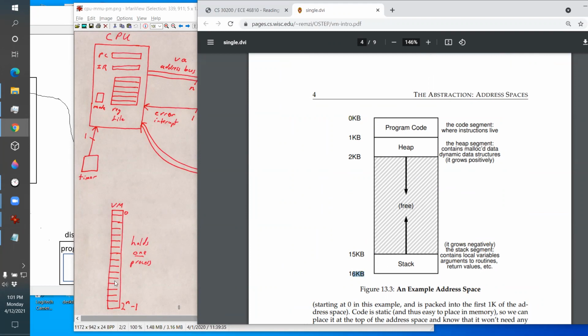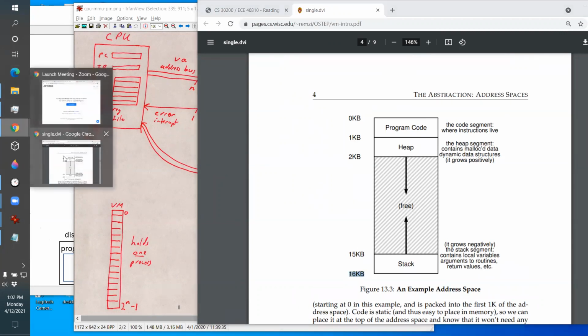This picture here is this picture over here. This is the virtual address space. He's thinking of a 16-bit computer over here. So the address space, 16 kilobytes, that's not even 16 bits. That's a 14-bit computer. Actually, I don't know where he got the number 16 kilobytes. Let's look at it.